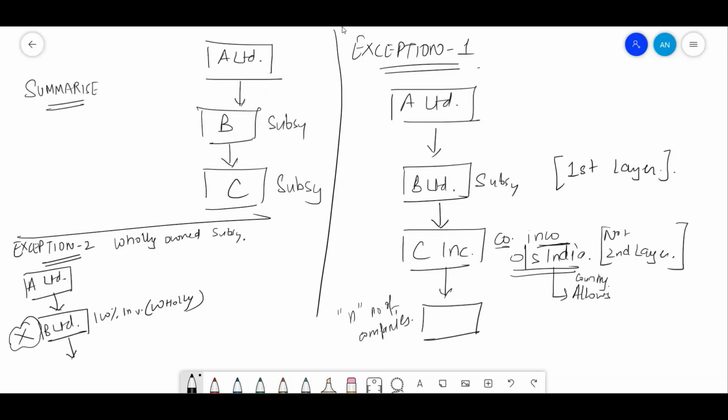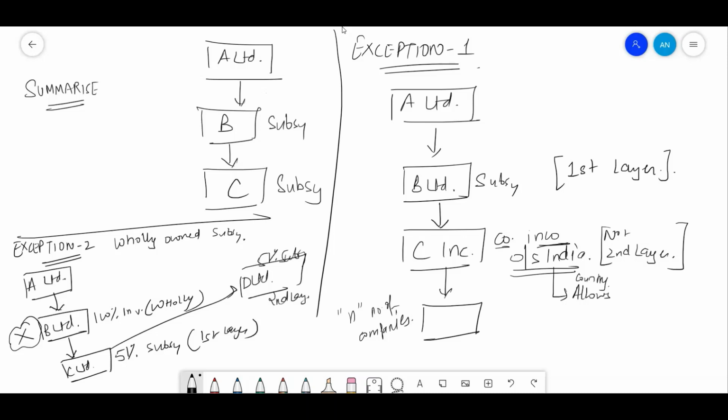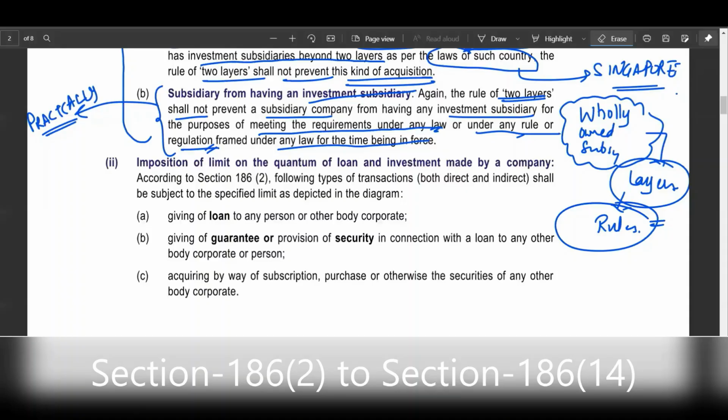All right, and then B Limited invests in C Limited, which is 51% subsidiary. This will be its first layer, and C Limited invests in D Limited, which will be its second layer, 51% subsidiary. So it will be very much allowed till D Limited. All right.